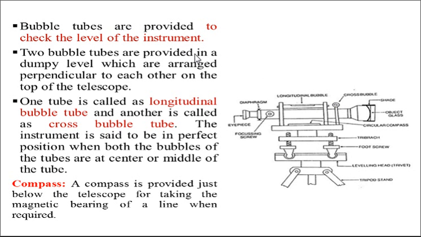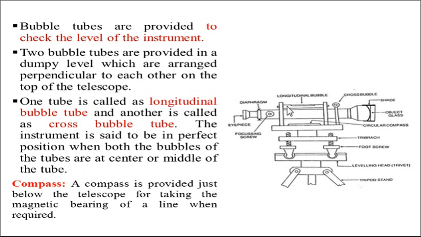Two bubble tubes are provided in a dumpy level which are arranged perpendicular to each other on the top of the telescope. So on the top of the telescope both the bubble tubes are fixed. One bubble tube is called as longitudinal bubble tube and another one is called as cross bubble tube. The instrument is said to be in perfect position when both the bubbles of the bubble tubes are at center or middle of the tubes.